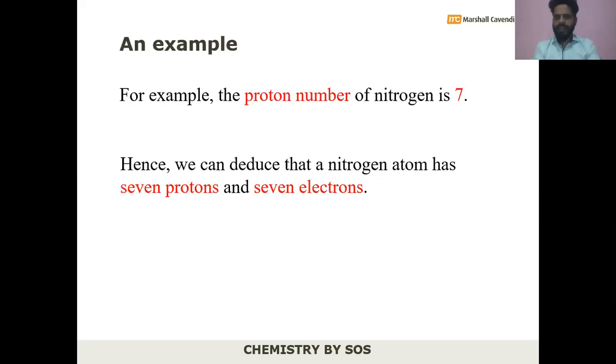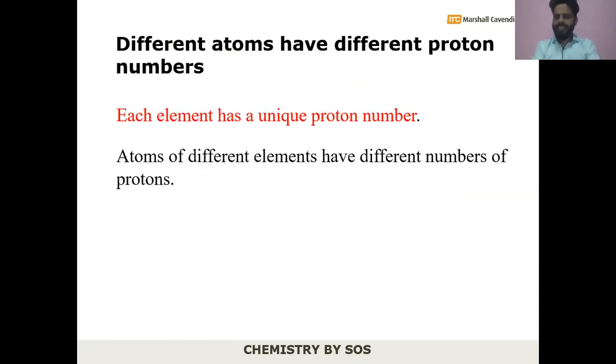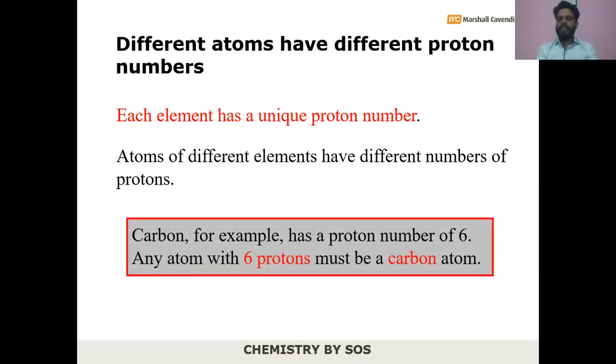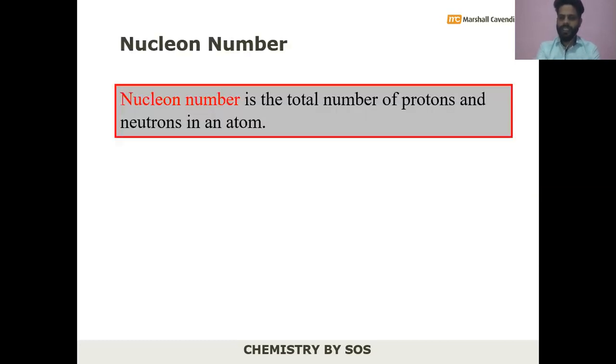Here we have an example of nitrogen. The atomic number of nitrogen is 7, which shows that the number of protons in an atom of nitrogen is 7, as well as the number of electrons in an atom of nitrogen is also 7. Proton number is unique for every element. Here is the example of carbon. Carbon has atomic number 6, which means carbon has 6 protons in the nucleus and 6 electrons in its shells. Next term is nucleon number.